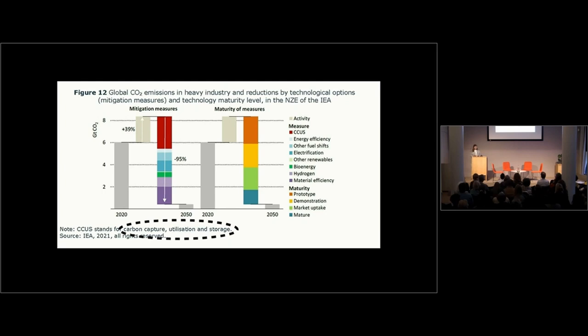This one I really like. I'm sorry it's the last graph, so I'll stop boring you. But basically what I want to say is that in mitigation measures, so the measures we need to take to mitigate climate change, the biggest chunk here, the red chunk, is CCUS, that's carbon capture, utilization, and storage. These are technologies that we don't have yet today. You can see currently it's in prototype mode. We need to get it from demonstration to market uptake to mature in 10 years. So this is like design school language, right? We're prototyping. It's at the core of policy today.